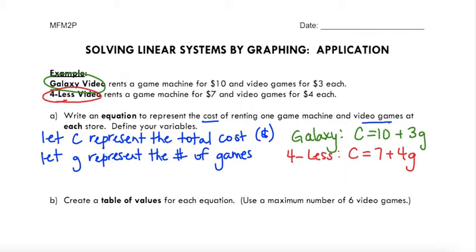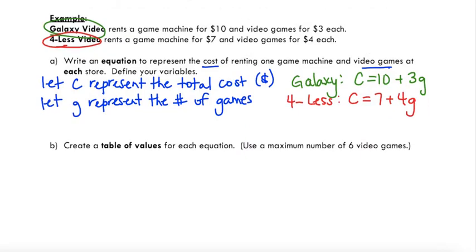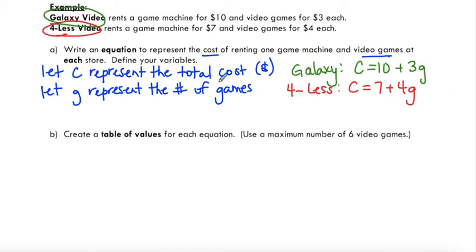So the first thing I want to do is create a table of values for each of these equations. And when I create this table of values, it says use a maximum number of 6 video games. So let's take a look at this information. I'm going to create a table of values for Galaxy. I'm going to use my green to represent Galaxy. I'm going to stay consistent with my colors. So I'm going to have the number of games in one column, because that's going to change, and my total cost in the second one, because cost is dependent on the number of games that I rent.